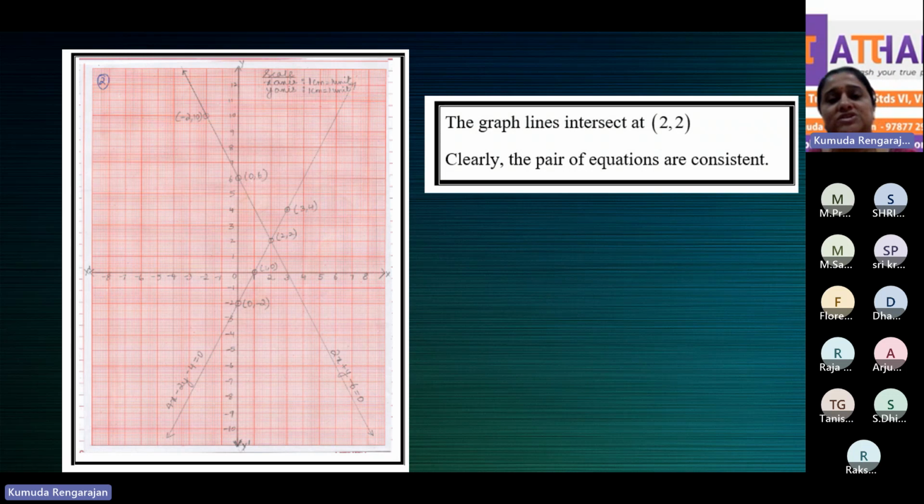So here the question is: check graphically if the equations are consistent. Before you do this graphically, you can check it algebraically using the ratio comparison: A1 by A2, B1 by B2, C1 by C2. You can already know the answer. We already found that A1 by A2 is not equal to B1 by B2. So there is a unique solution. That means our graph lines will intersect.